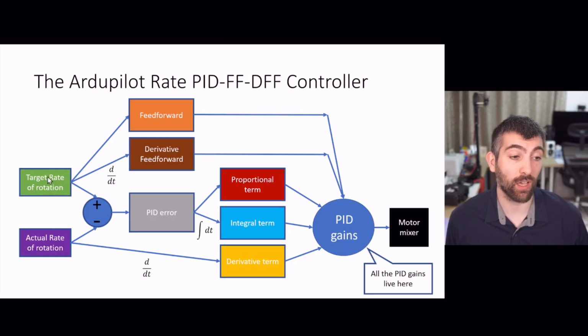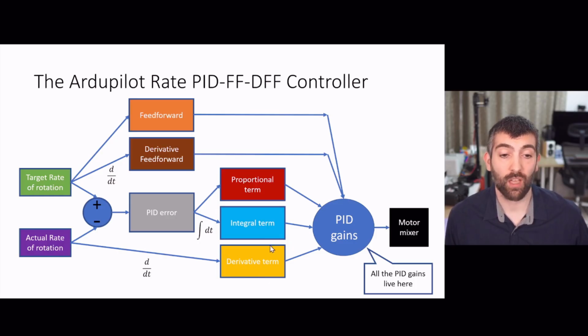So we have the target and the actual rate of rotation. These are fed into a number of different terms. We have the feed forward term, the derivative feed forward term, which looks at the time derivative of the target rate of rotation. And then we also have a PID error term, which is calculated by subtracting the actual rate from the target rate to get an error. That is then fed into two terms, a proportional term and an integral term. The integral term looks at the time integral of PID error. And then we also have a derivative term, which is just the time derivative of the actual rate of rotation.